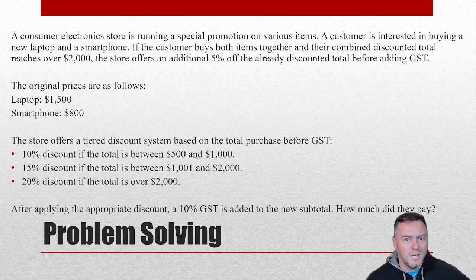The store offers a tiered discount system on purchases before GST. So 10% if the total is between $500 and $1,000, 15% if the total is between $1,000 and $2,000, and 20% discount if the total is over $2,000. After applying the appropriate discount, a 10% GST is added to the new subtotal. How much did they pay? So this is a multi-tiered question.